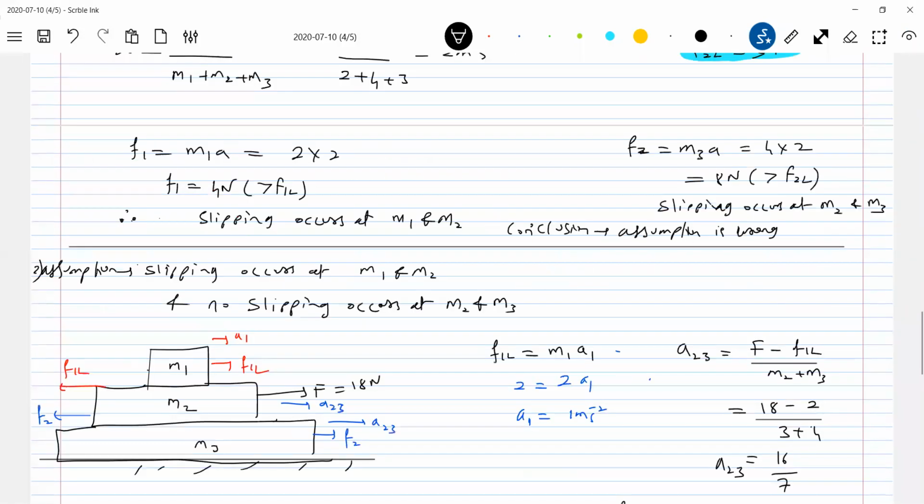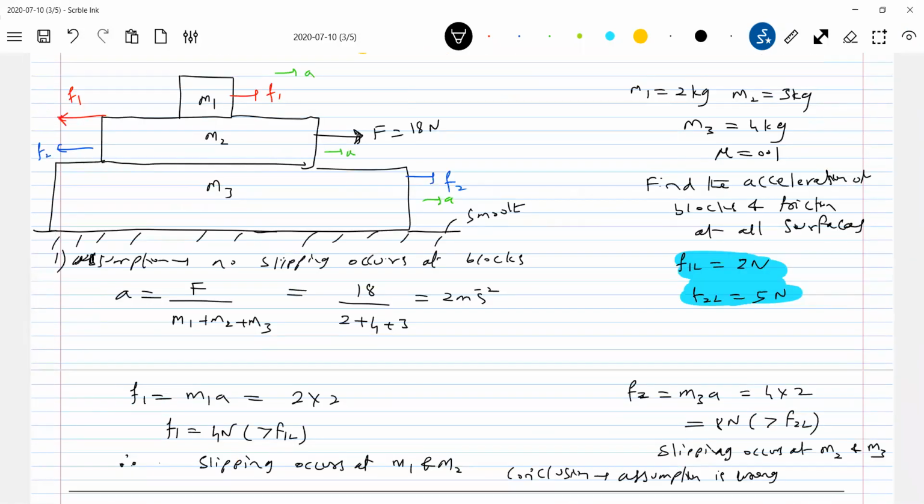Okay, sir. All of you, yes. So 3 blocks, can you manage? I'll give a few problems. You try them. Sir, in the previous question, we could have another assumption: no slipping between M1, M2 and slipping between M2, M3. Okay, assume that and verify it.